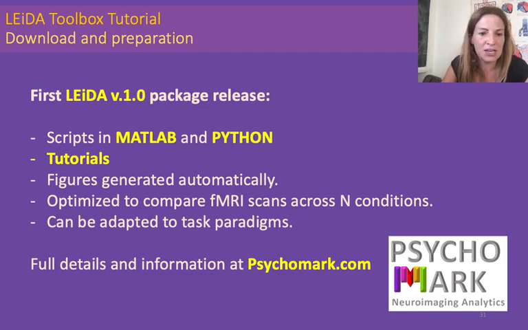The figures are generated automatically and saved in a folder, and it's been optimized to compare fMRI scans across n conditions. So if you want to compare 2, 3, or 4 conditions, but it can then be adapted to different paradigms or tasks. The full details and information are at the website psychomark.com.